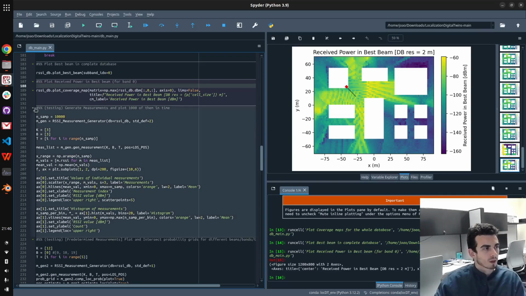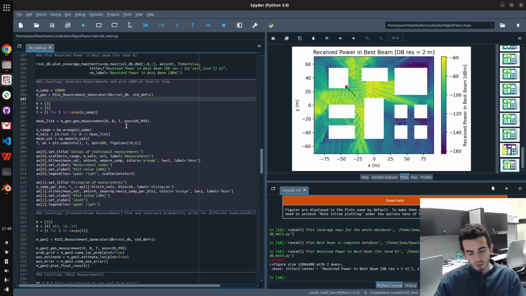Now, I also did some testing essentially to make sure that my generator was working well. So in this case, I tried to generate samples in a certain beam.